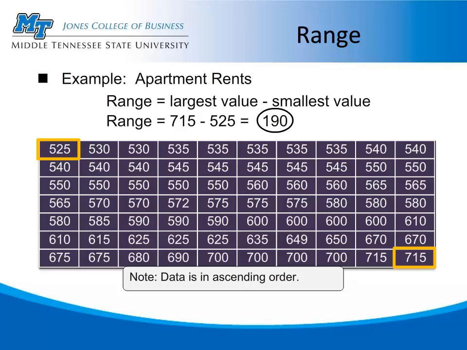Now the range is probably the simplest measure of variability. All it amounts to is the difference between the maximum value and the minimum value in a data set. So in this example we have the apartment rents, and they've been sorted from the smallest value to the largest value. The largest value is 715 and the smallest value is 525. So the range is how far it is basically from one side to the other. So you take the 715 minus the 525 and come up with 190.